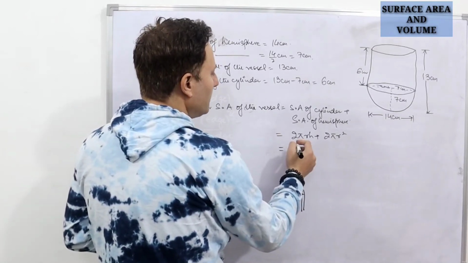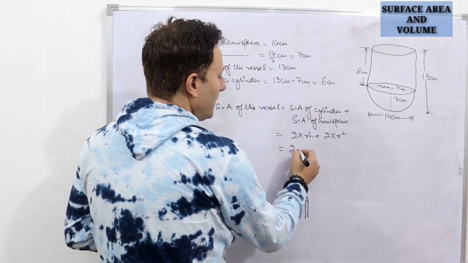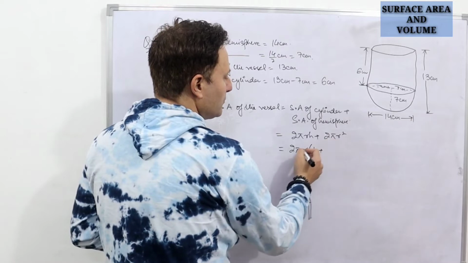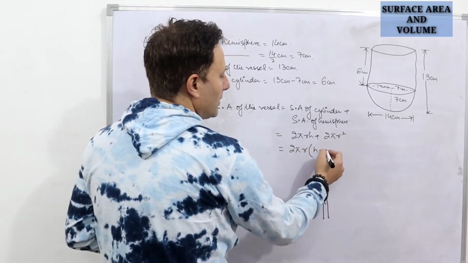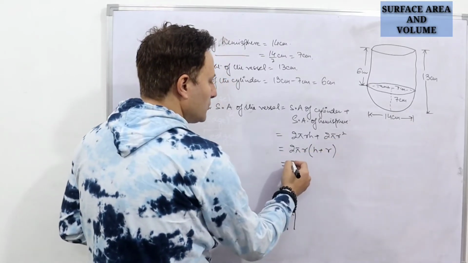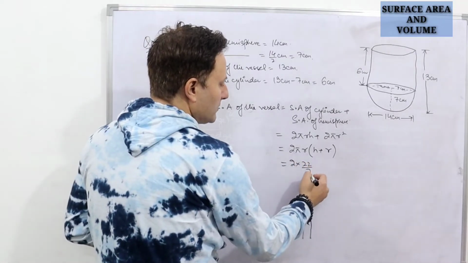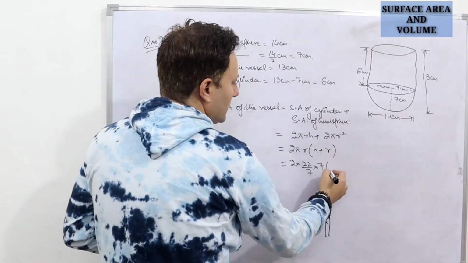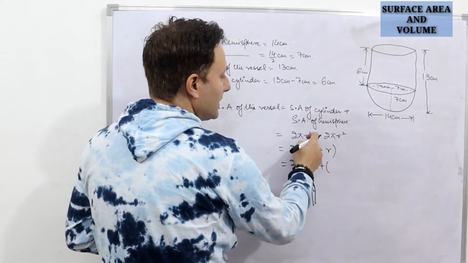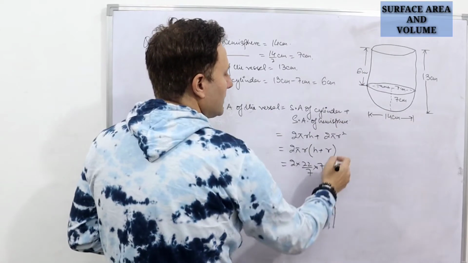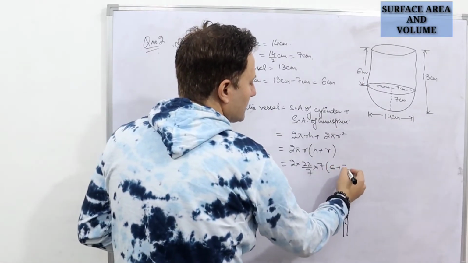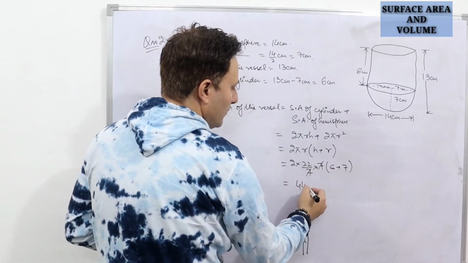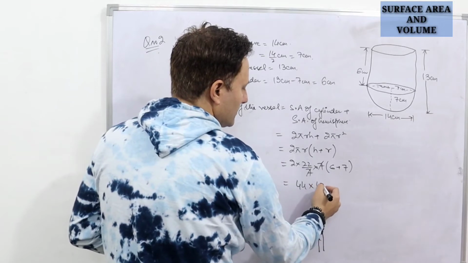I can take 2 pi r common, and then I have h plus r. Pi is out, r is out, put 2 times 22/7. Then what is the value of r? Radius is 7 centimeter. And h is the height of the cylinder, that is 6, plus r is 7. Now this 7 and 7 cancel, 2 multiplied by 22 is 44, into 6 plus 7 is 13.